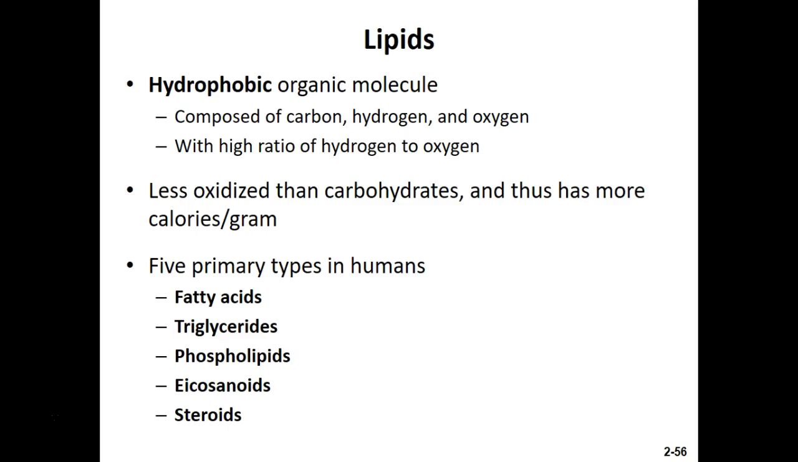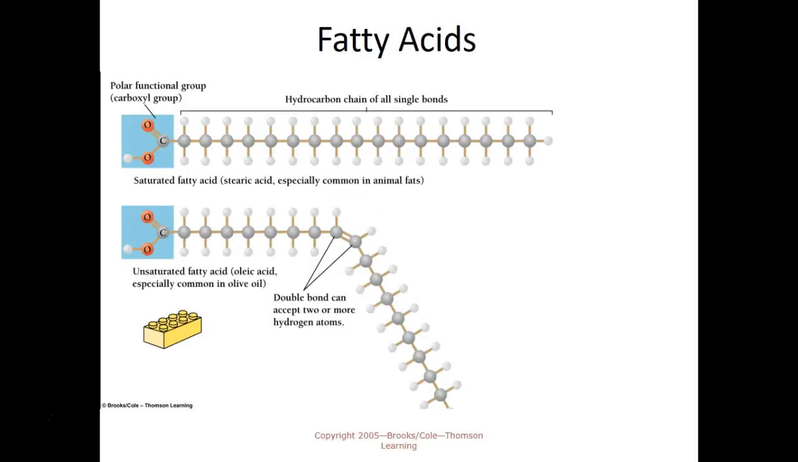Lipids are not oxidized as easily or as readily as carbohydrates. So because of this, you can get a lot more energy per lipid. The 5 types of lipids or fats that we have are fatty acids, triglycerides, phospholipids, eicosanoids, and steroids. So this is what a fatty acid looks like.